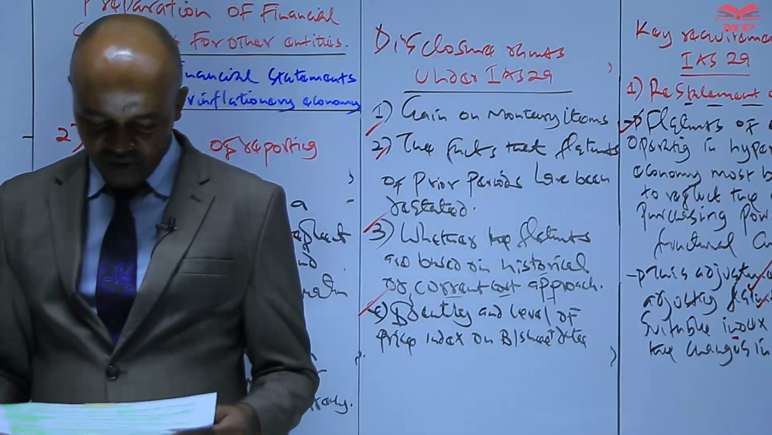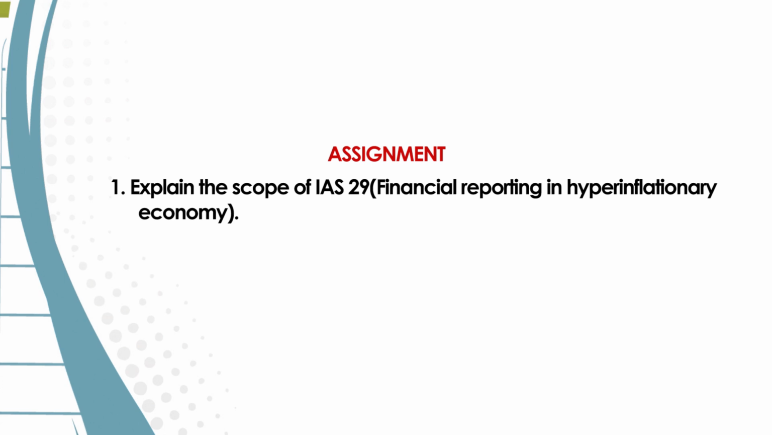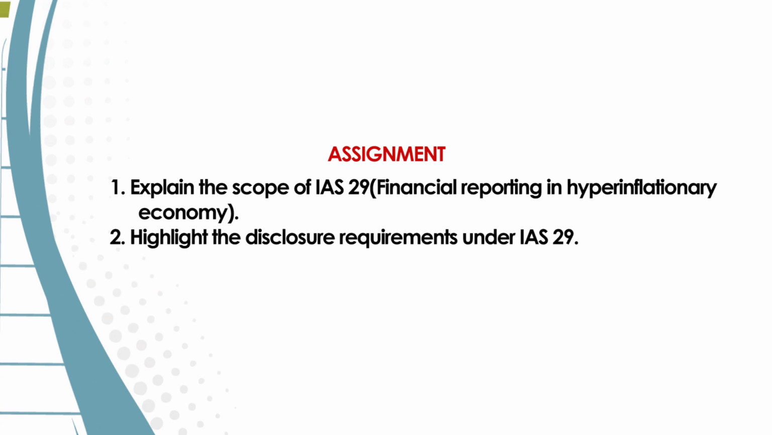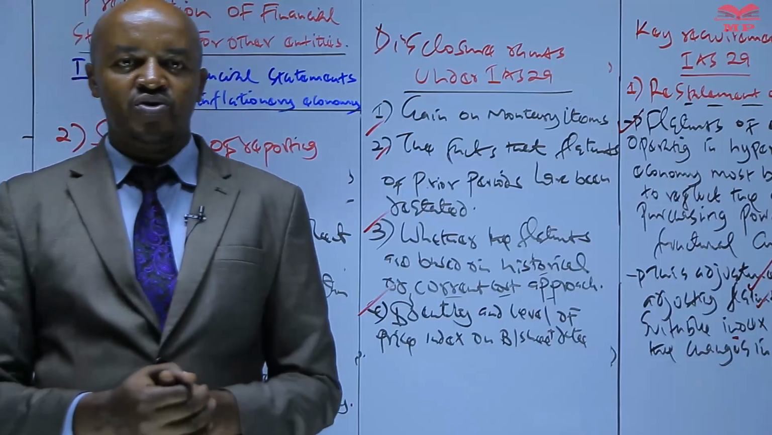Before we wind up, I want to give an assignment. Question 1: explain the scope of IAS 29, financial reporting in hyperinflationary economies. Question 2: highlight the disclosure requirements under IAS 29. So that is today's assignment, and that brings us to the end of today's session. See you in the next session.